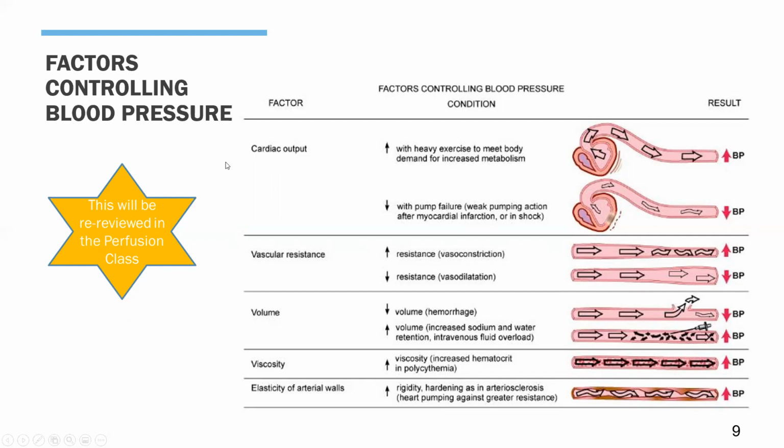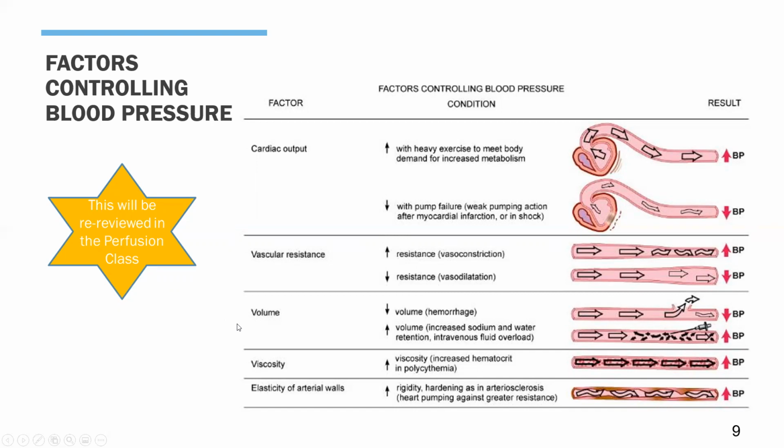So we need to keep in mind that cardiac output, especially when it increases with heavy exercise, will increase blood pressure. And anytime we get pump failure, so we get a weak pumping action of the heart after a myocardial infarction or heart attack, or if our body's in shock, we're going to have a decreased blood pressure. When we look at vascular resistance, if we have increased resistance in the heart and we have vasoconstriction, we're going to have an increased blood pressure. And if we have decreased resistance or vasodilation, we're going to have a decreased blood pressure.